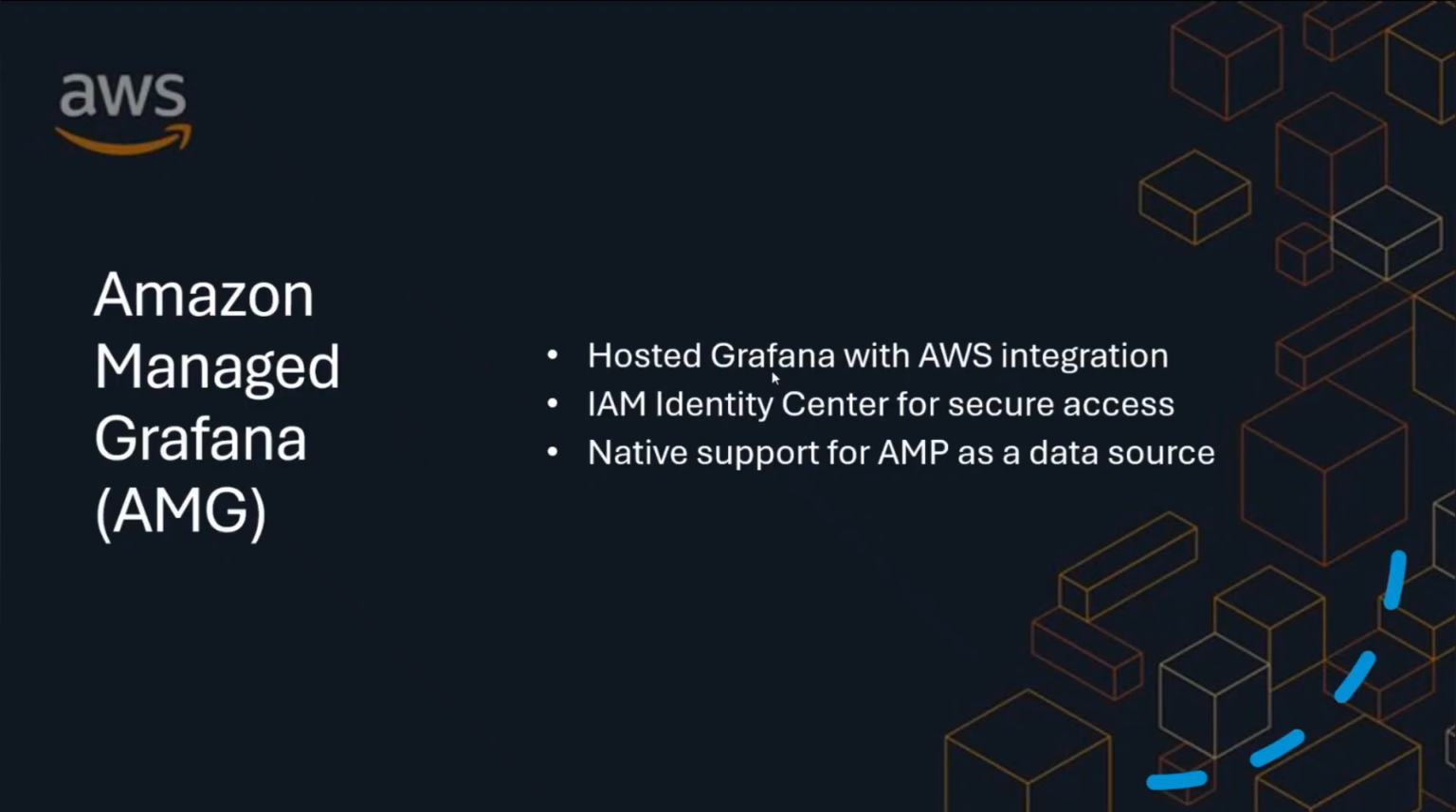Amazon Managed Grafana is a hosted version of the popular open source Grafana tool. It's deeply integrated with AWS services and supports IAM Identity Center for secure and role-based access. It also natively supports Amazon Managed Prometheus as a data source, which makes it easy to visualize metrics without complex setups. This makes it ideal for teams that want powerful dashboards without managing infrastructure.